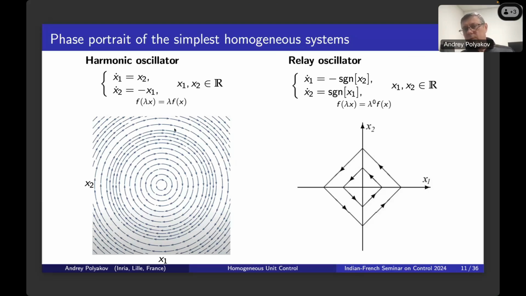The same you can observe, for example, for a homogeneous system of degree 0. So here you have an example of a harmonic oscillator. This is an analog of the harmonic oscillator, a continuous analog of the relay oscillator, and you have the same kind of symmetry if you have homogeneity of the right-hand side of some ODE. So homogeneity is inherited by other objects if you have a homogeneity of the function.